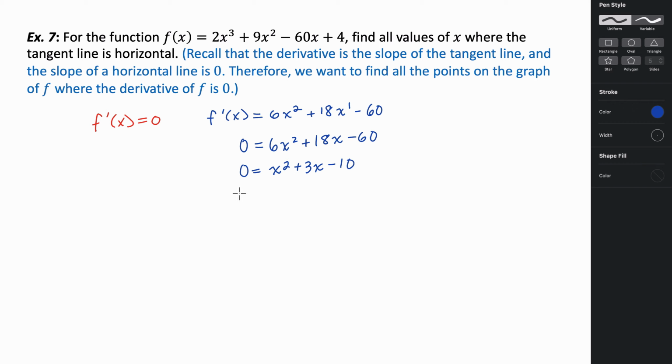And this is factorable. So if I factor this, I get x plus 5 and x minus 2. Setting each of those pieces equal to 0, I get that x equals negative 5 and x equals positive 2. So those are the two values of x that give me a derivative that is 0. That means the slopes of my tangent lines will be 0, meaning the tangent lines are horizontal at x equals negative 5 and at x equals 2.